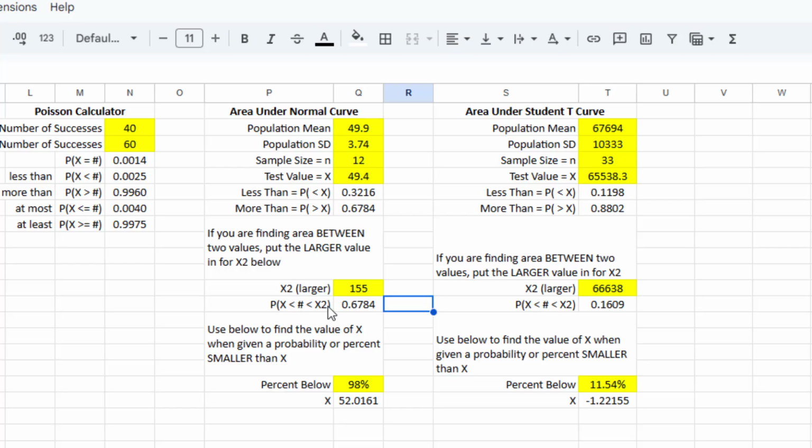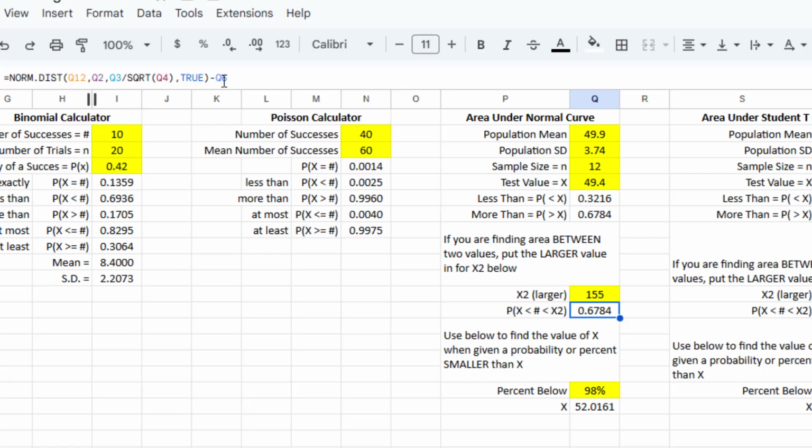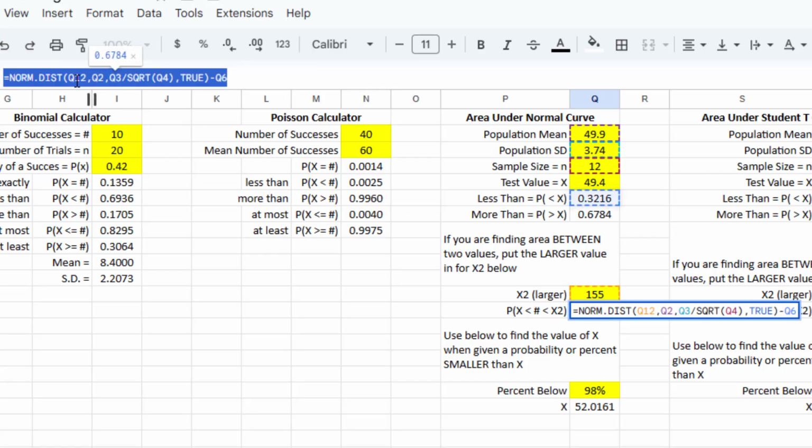So to do the probability in between, we have to use the norm.distribution function for the larger number, right? So I remind myself here in this little box that x2 is the larger of the two x's, so that's why I put 155 here. And so that's why it is using Q12 inside the function, right? See Q12, it's using 155. And then everything is the same.